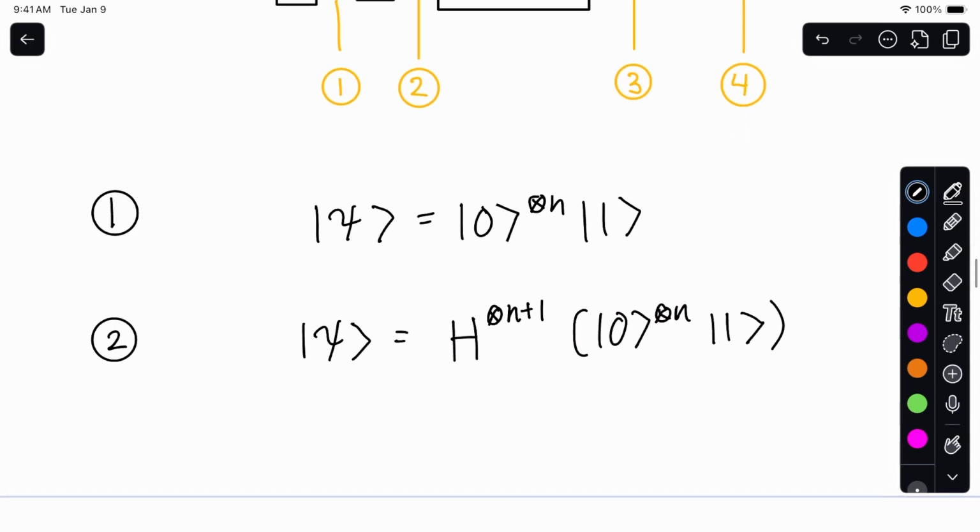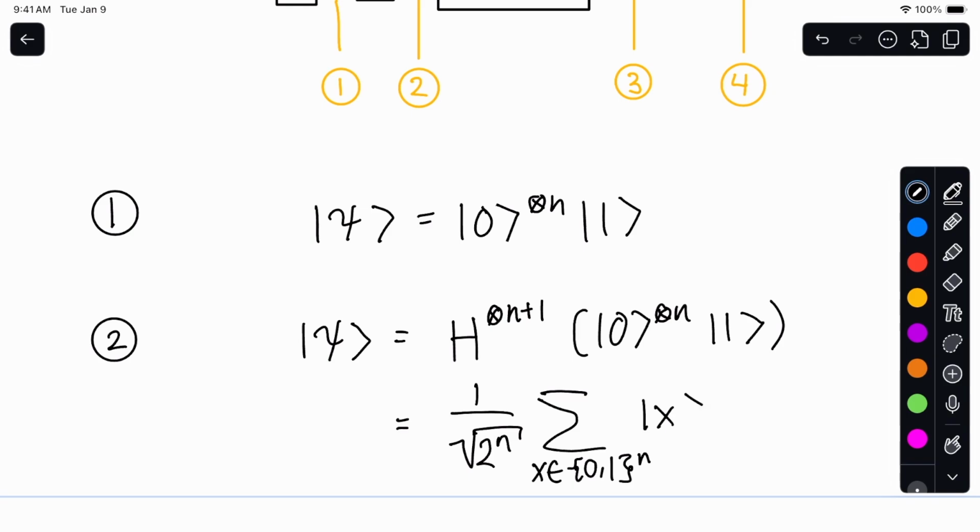And we know the action of the Hadamard gate. So the Hadamard gate acting on the 1 state gives us minus, and acting on the 0 state gives us plus. But actually, we also know that when we apply Hadamard gate to the all 0 state, we get all the bit strings of length n. So we can express this as 1 over root 2 to the n times the sum of all bit strings of length n, that bit string, and then the minus state.